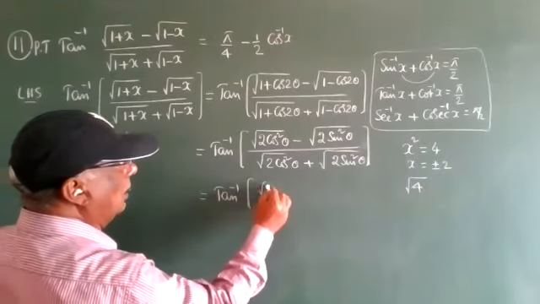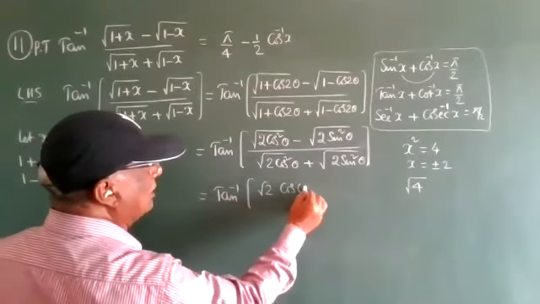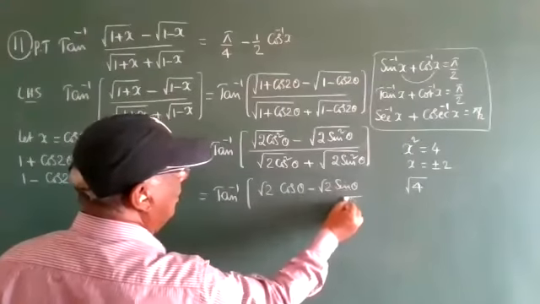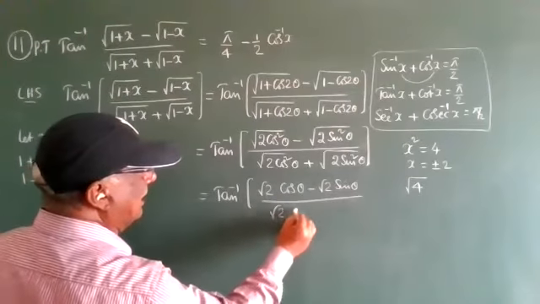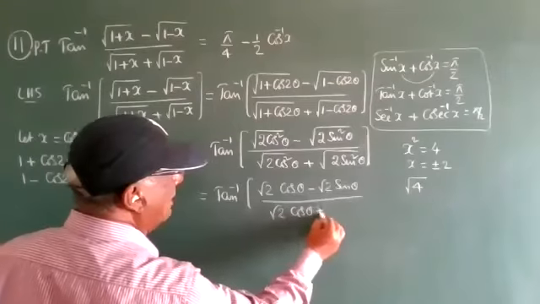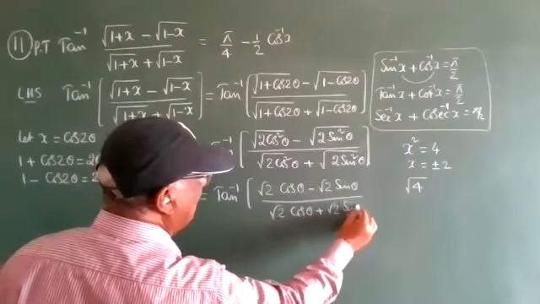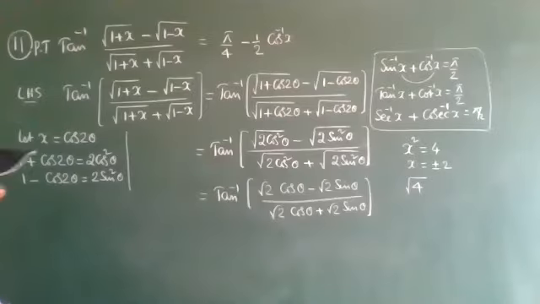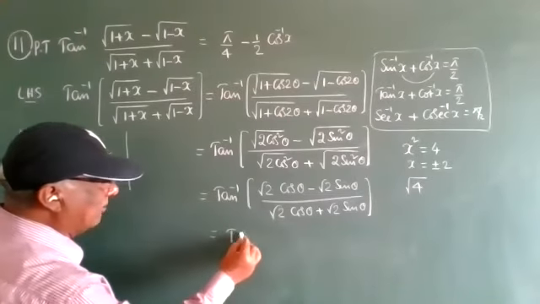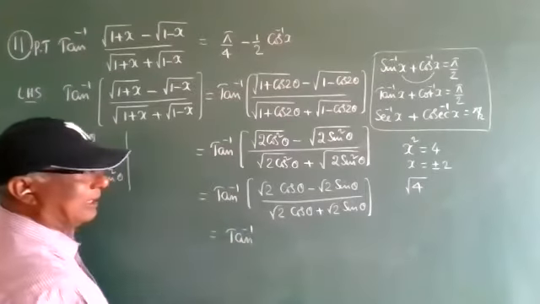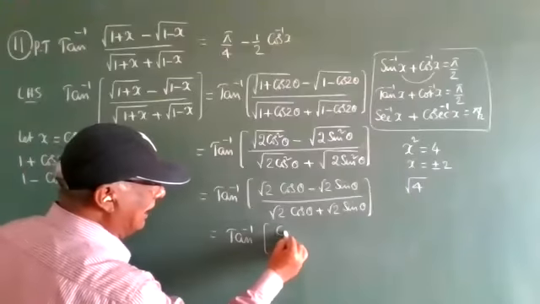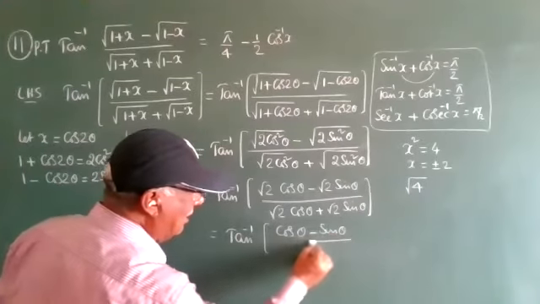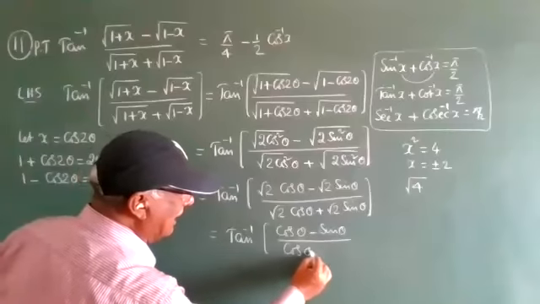Therefore, root 2 into cos theta positive value, root 2 sin theta positive value, by root 2 cos theta positive value plus root 2 sin theta positive value. Take root 2 common and cancel them. Tan inverse of (cos theta minus sin theta) by (cos theta plus sin theta).